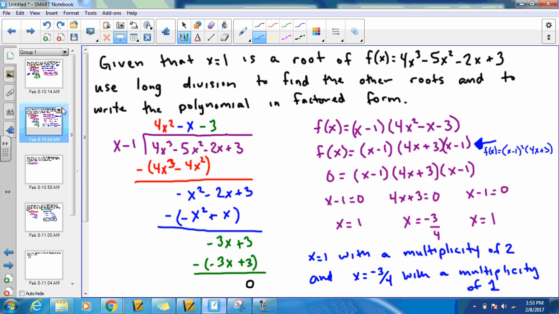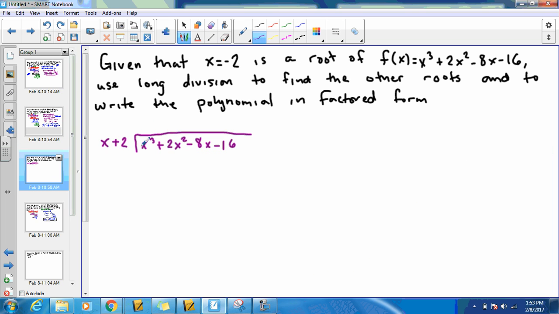The first step is to see what times x would give me x cubed. So that would be x squared. So x squared times x is x cubed. X squared times 2 is 2x squared. When I subtract, that actually all cancels out. So I don't have anything here, and I'll just bring this stuff down.